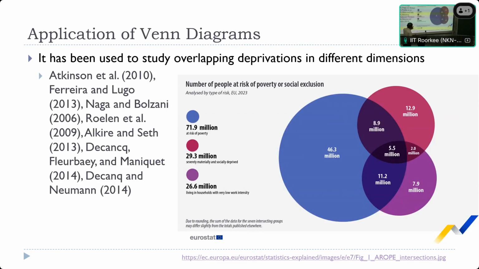So this is an application. Various studies have used Venn diagrams to reflect this joint distribution of deprivation. This one is from the European Union: the number of people at risk of poverty or social exclusion. In Europe, 71.9 million are at risk of poverty, 29.3 million are severely materially and socially deprived, and 26.6 million live in households with very low work intensity. So they have identified these three indicators.